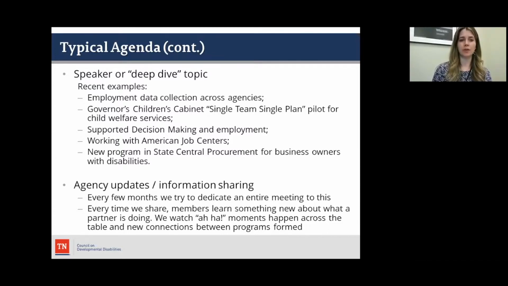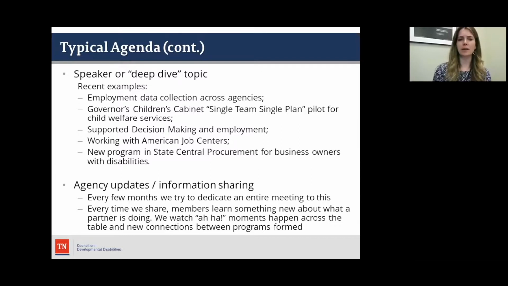pilot they were doing for child welfare services. They termed it single team, single plan, meaning they actually got to what we consider the holy grail, which is one document for a family who's maybe touching multiple state agencies. This is specifically for babies who are born with neonatal abstinence syndrome.